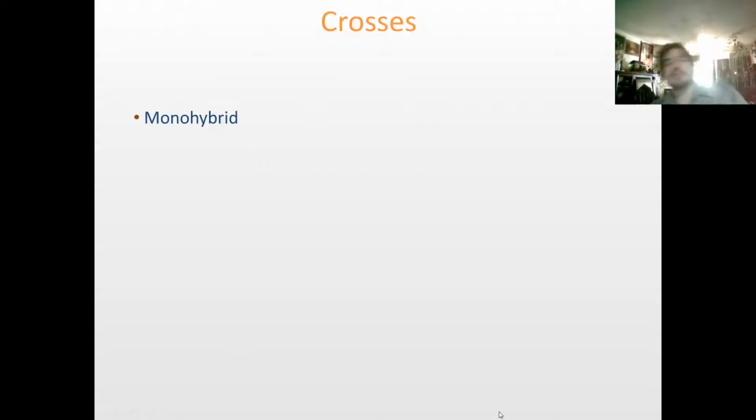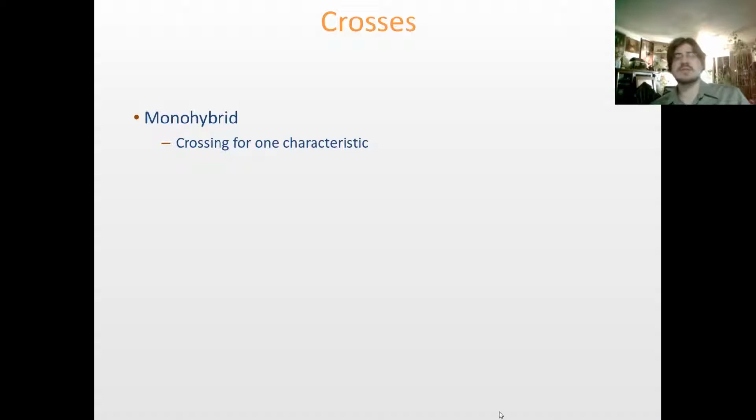So this example was a monohybrid cross, in which you cross for a single characteristic. A single characteristic, like flower color, seed color, seed texture, plant height. You cross for a single characteristic, that's a monohybrid cross. That's your very simple 4-square Punnett square.